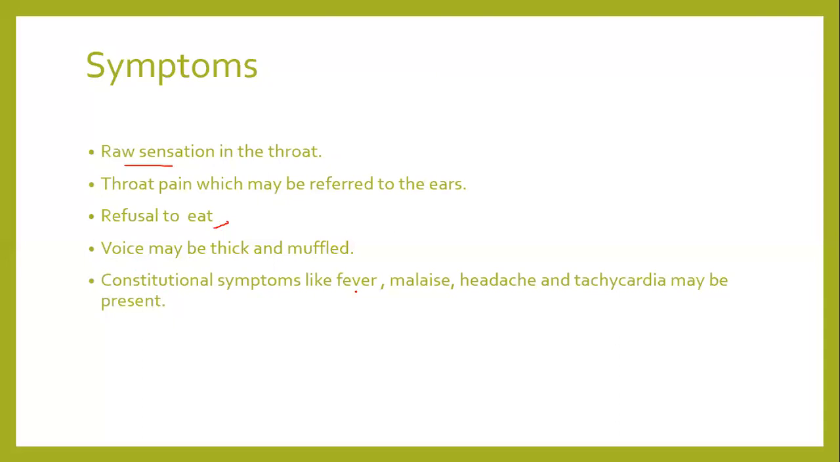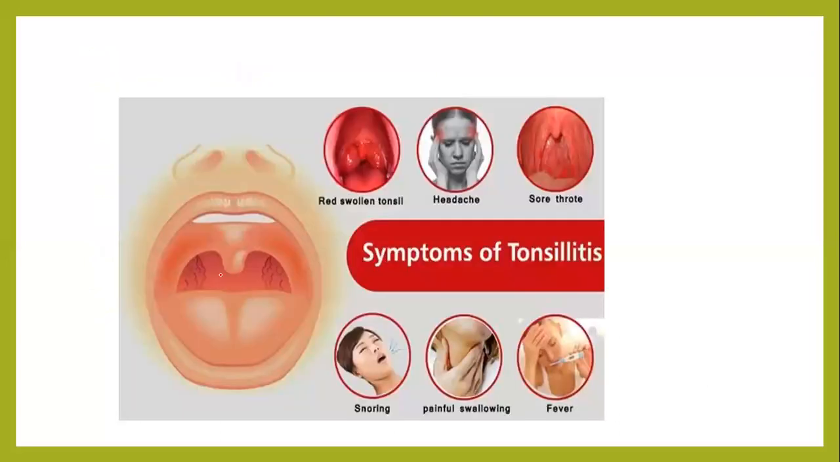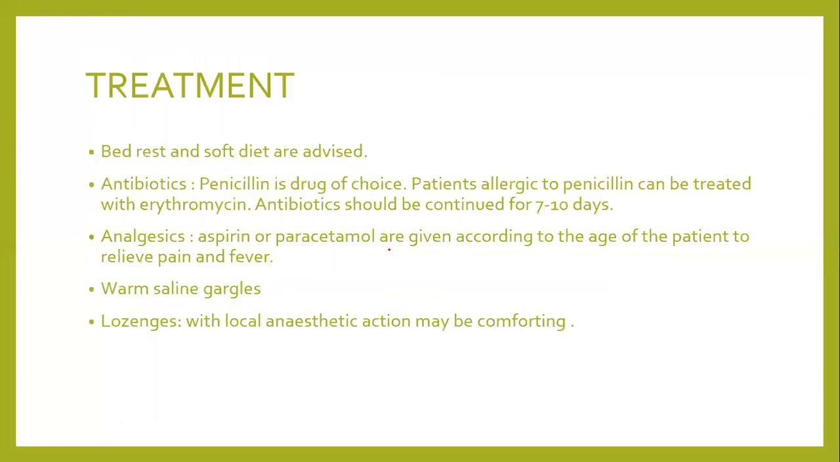Then constitutional symptoms like fever, malaise, headache, and tachycardia along with infection. Because it's a kind of infection, it is mainly associated with fever. So this is a picture of tonsillitis, a red swollen tonsil due to the inflammatory reactions. It will be red in color. Headache. Throat pain can be extended to the ear or to the head. Then sore throat can be seen, snoring, painful swallowing, and fever.